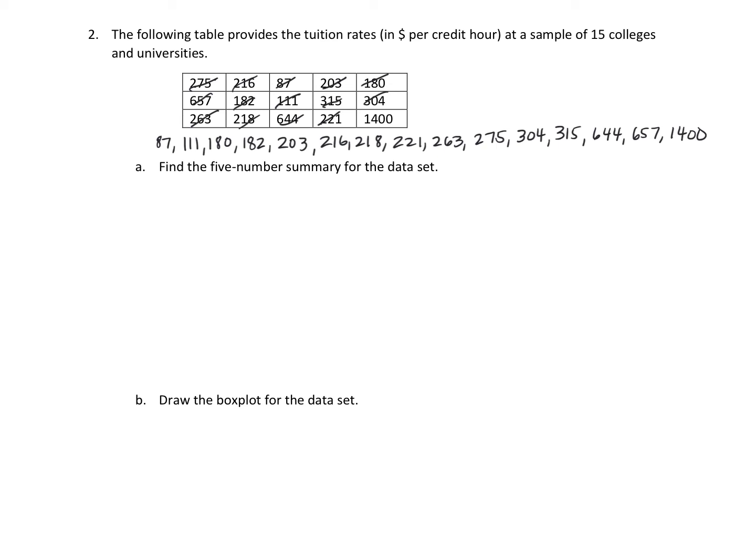So your minimum is 87. Your maximum is 1400. And now you want to find your quartiles. So we're going to do Q1, Q2, Q3. I guess we can go in order.